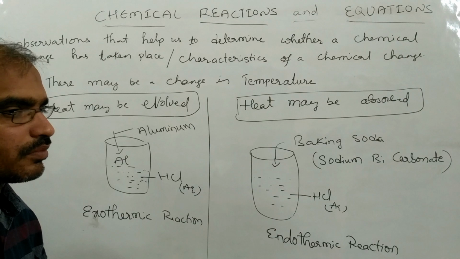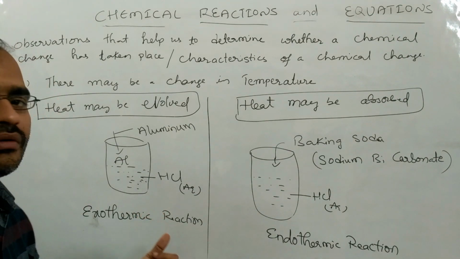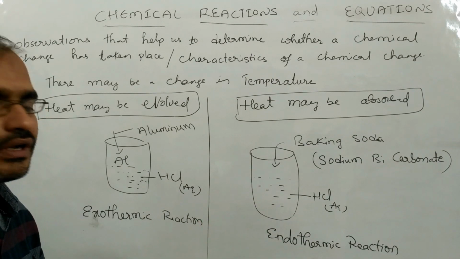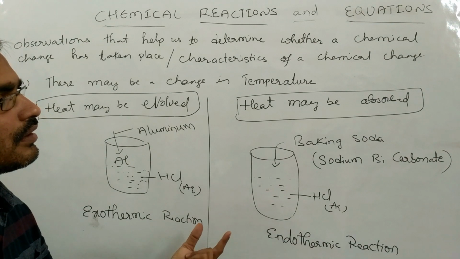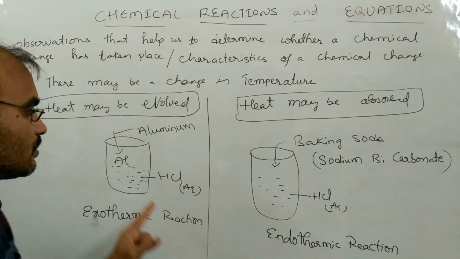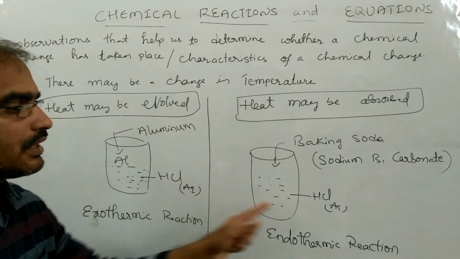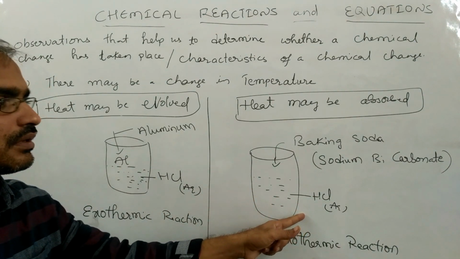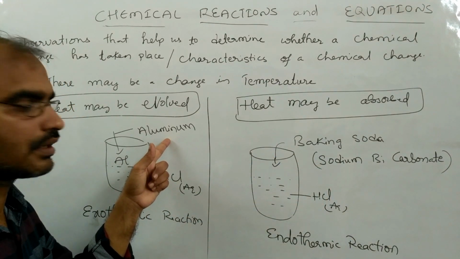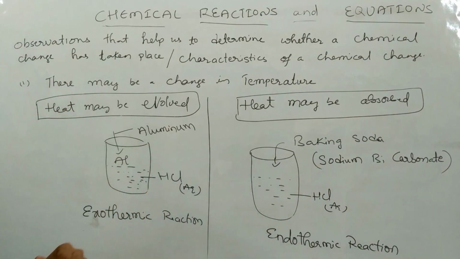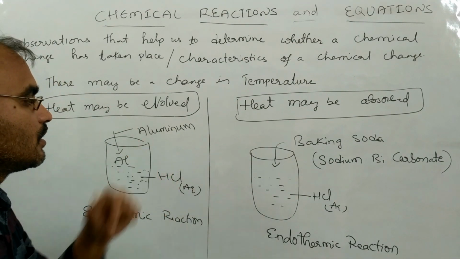You can do these experiments at home in the presence of your parents. Don't do them alone, or else ask your teacher to do it in your class. Okay. So now buy HCl, a bathroom cleaning acid, which is available in general stores and kirana stores, and baking soda will be available in kirana stores, and aluminium you can buy in electrical stores, right? In any form, aluminium foils or aluminium wires, you can buy anything aluminium.